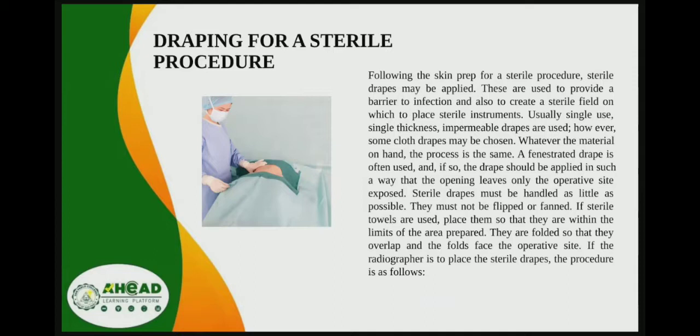They must not be flipped or fanned. If sterile towels are used, place them so that they are within the limits of the area prepared. They are folded so that they overlap and the folds face the operative site. If the radiographer is to place the sterile drapes, the procedure is as follows.